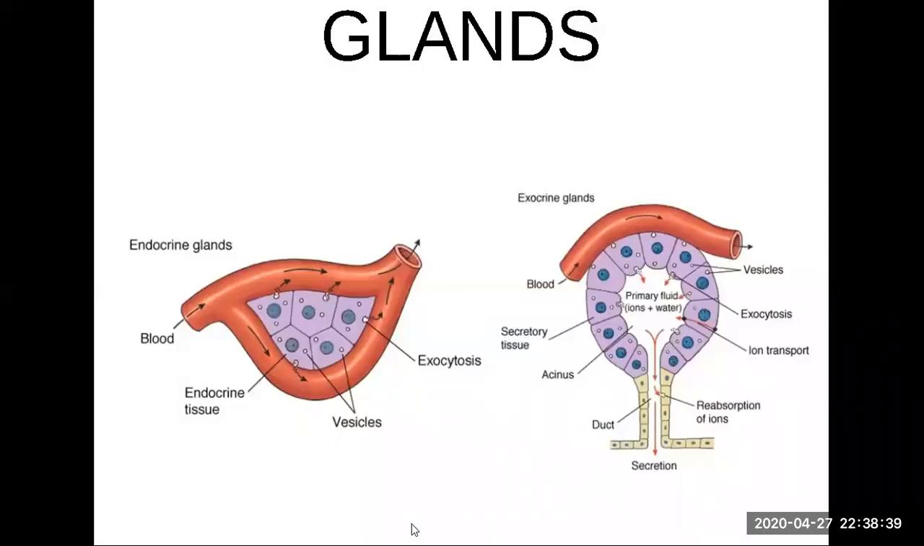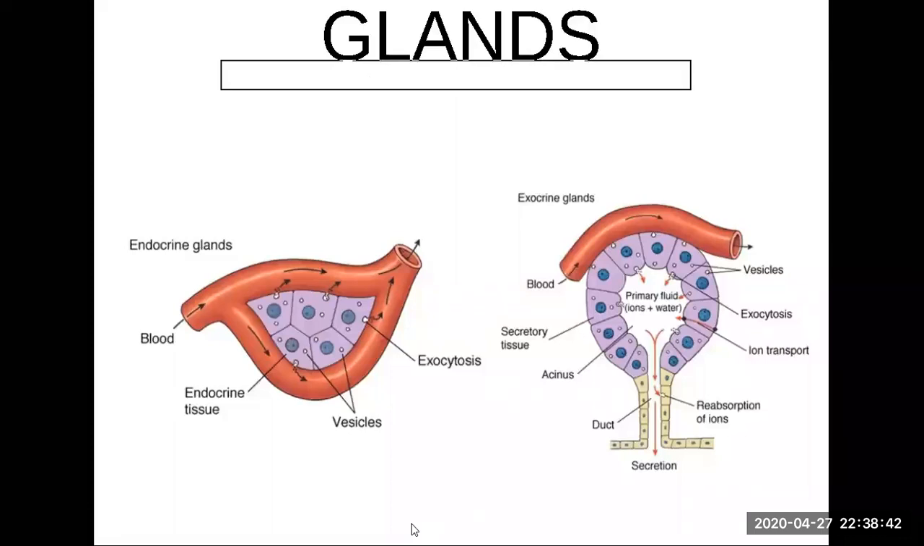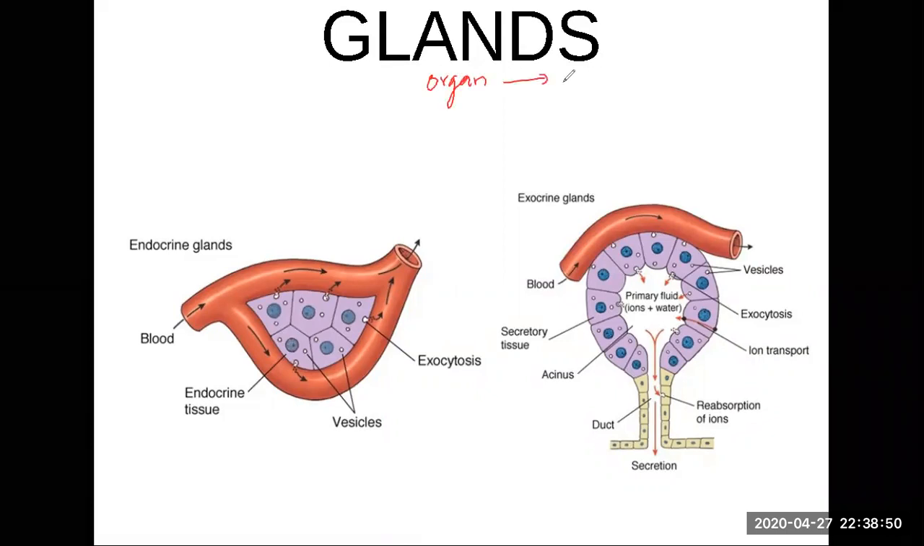Let's start with glands. What exactly is a gland? A gland is an organ that secretes, that is, produces a useful substance. This substance could be either a hormone or an enzyme. In our body, glands produce either hormones or enzymes.